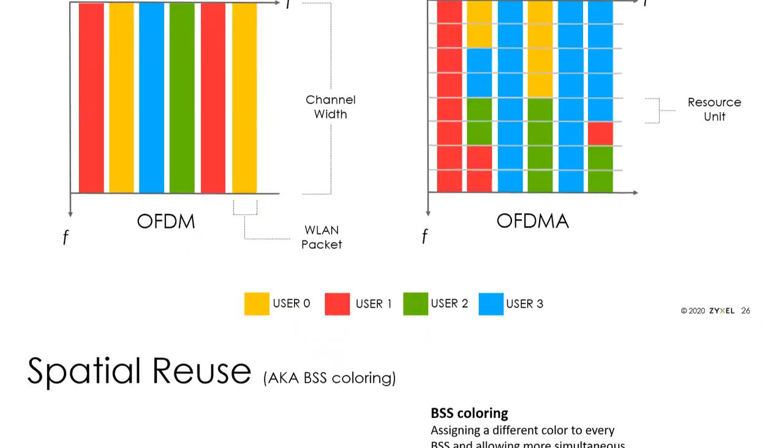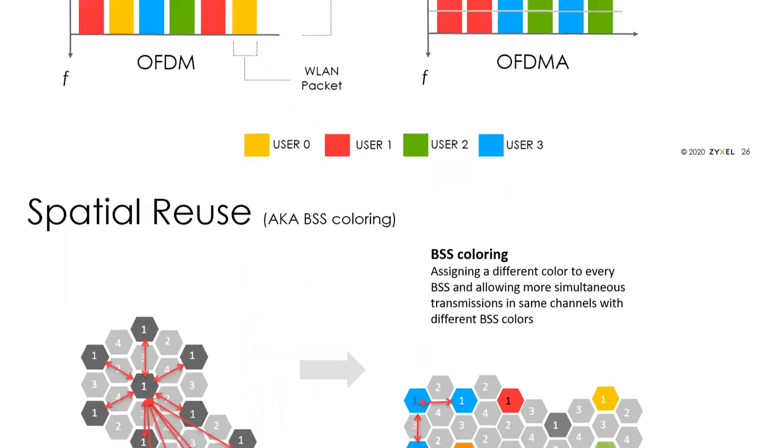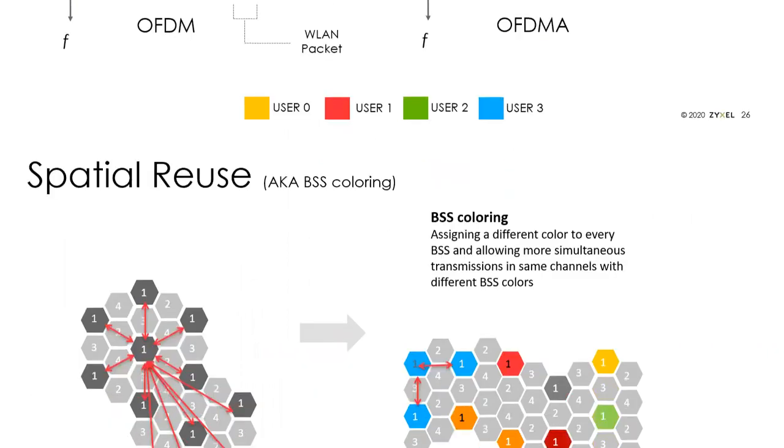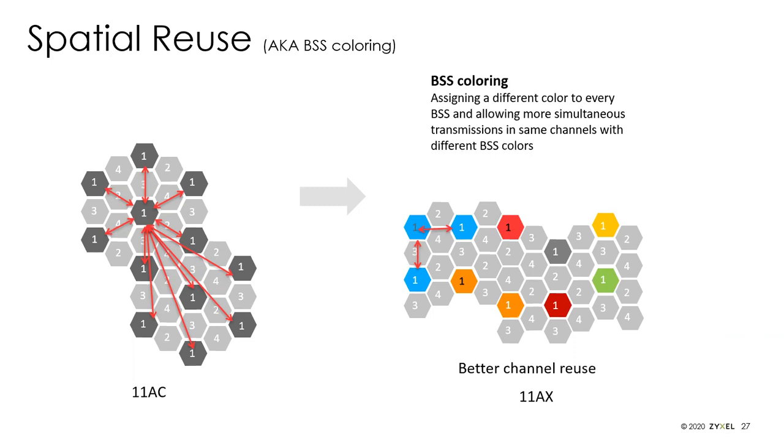So we have this BSS coloring, which allows us to, as I was mentioning before, basically have some overlap and avoid some of the interference issues that would normally be caused, by allowing the devices to know if the RF transmission is intended for them and allowing them to ignore a weak signal that isn't intended for them. So it's kind of a cool technology there.